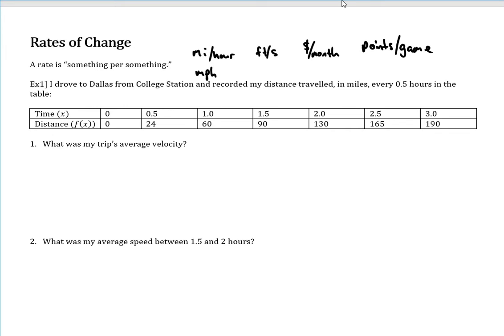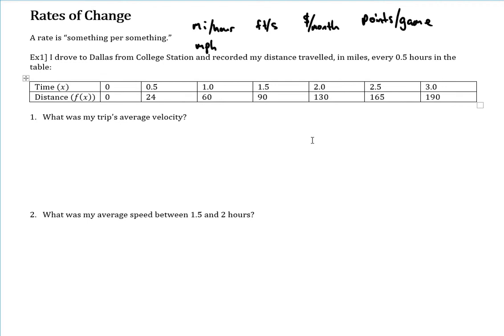All right, and so the rate of change is what will be directly important to us when we're looking at our next things in calculus. So to get started, we're going to look at what's called an average rate of change, and we'll start that off with the average velocity.